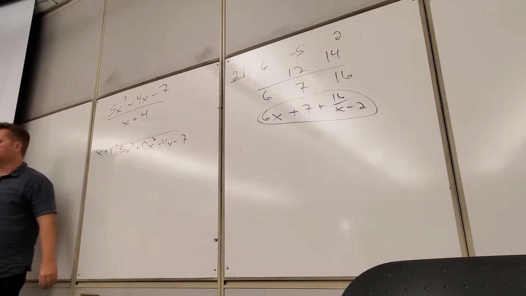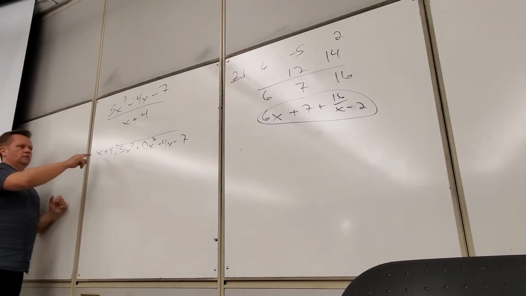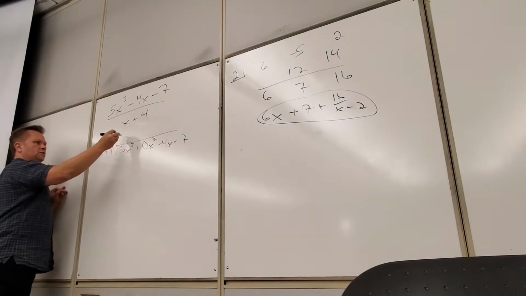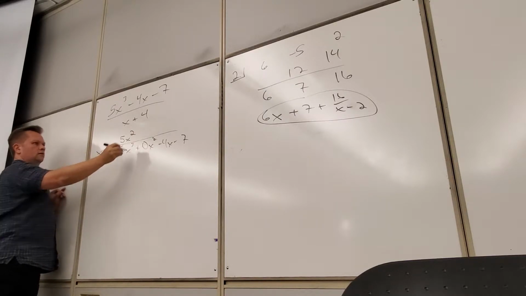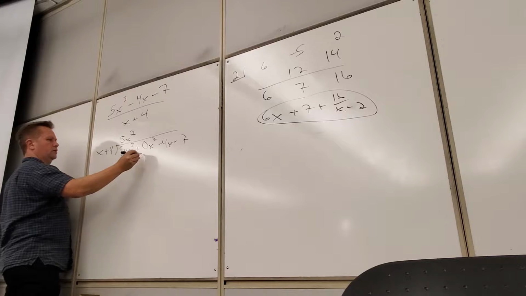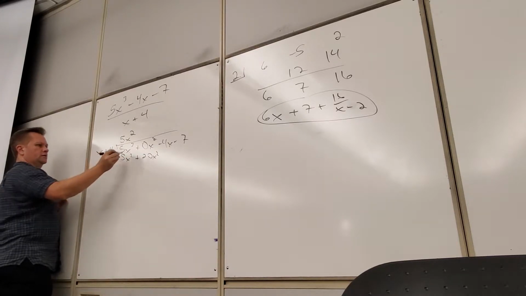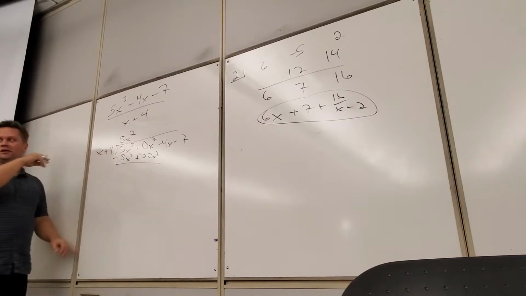5x cubed plus 0x squared. Yep, plus 0x. Wait, put the 0 in there because I got no x squareds? Just like having a zero means no hundreds in a number, right? And then it works the same. X times what is 5x cubed? 5x squared. So 5x cubed, plus 20x squared, then I change the signs.